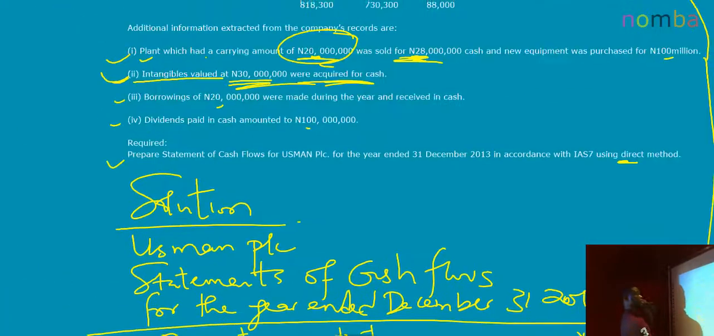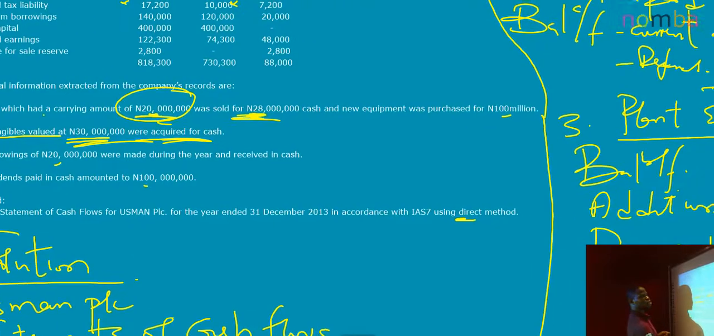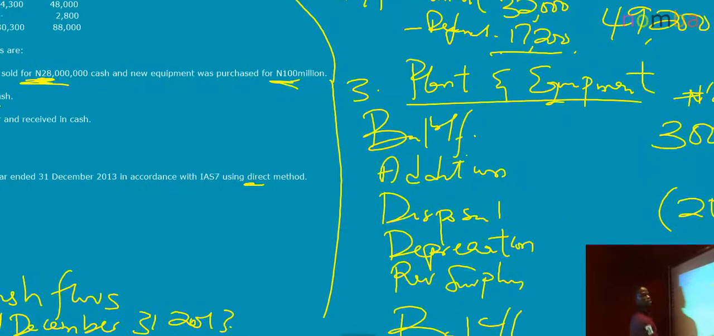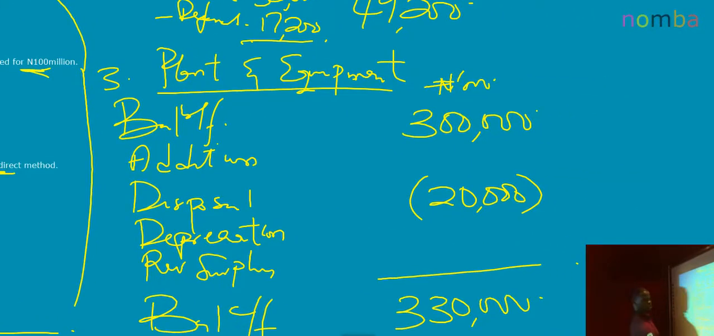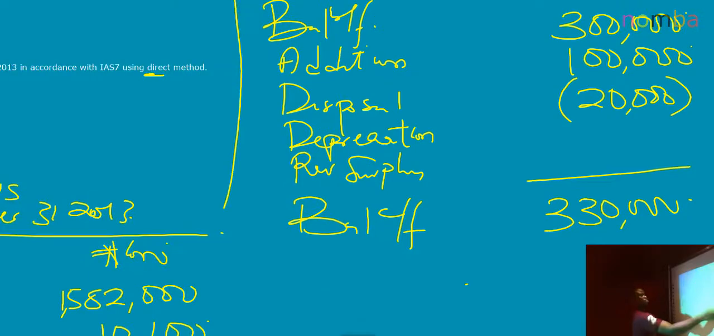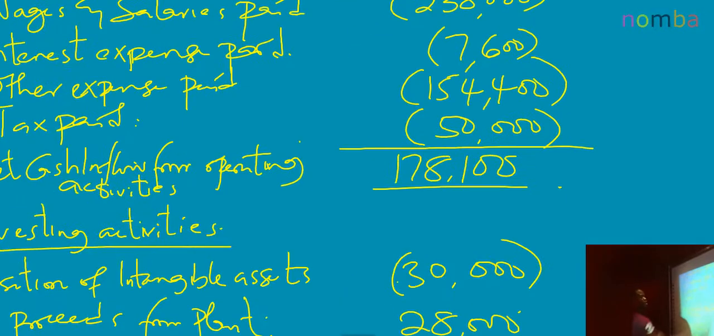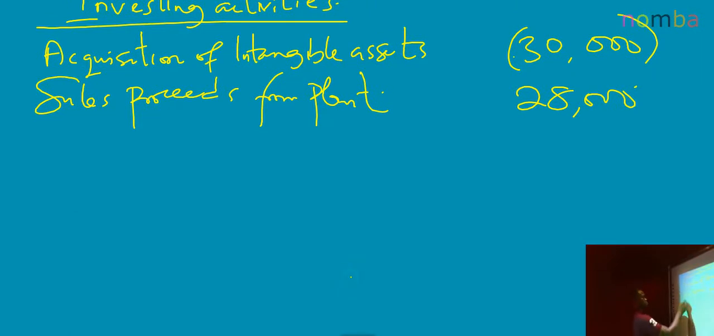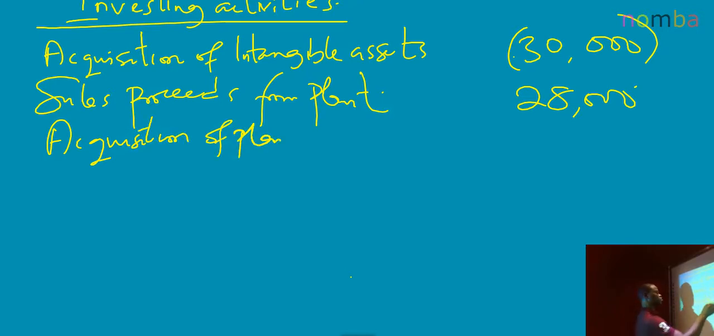Furthermore, we were told that a new equipment was purchased for 100,000. New equipment, that will be an addition of 100,000. So that will go straight on as an acquisition of plant in the statement of cash flows. Acquisition of plants, which is 100,000.